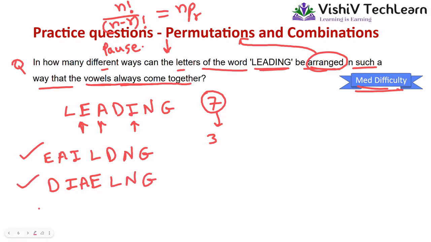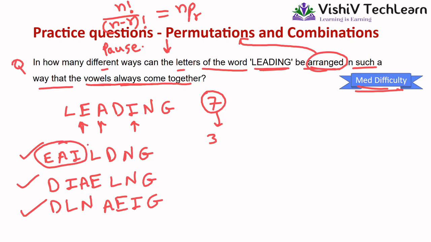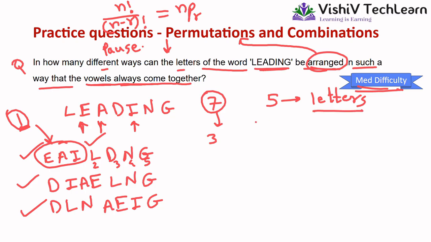It may be this, or it may be like this: L, D, N is there, A, E, I, and G is later on. So the condition is, all the vowels have to be together always. To make this possible, the trick is, we can consider this as one entity, a single entity. So how many letters will we have then? This one letter as a single entity, then the second, third, fourth, fifth. So total 5 letters we have if we consider vowels always together.